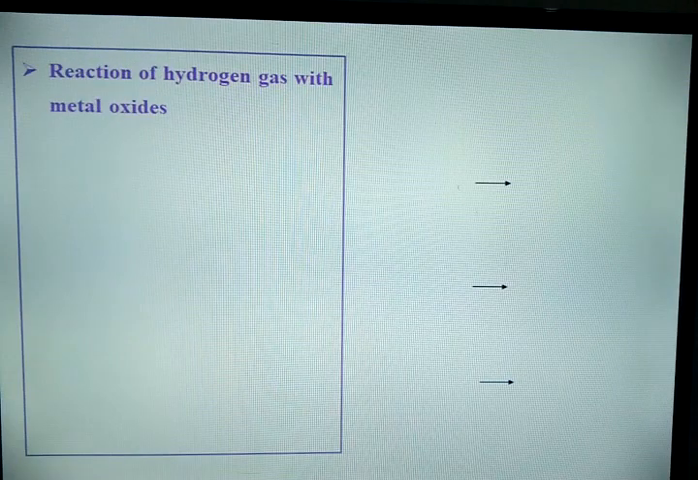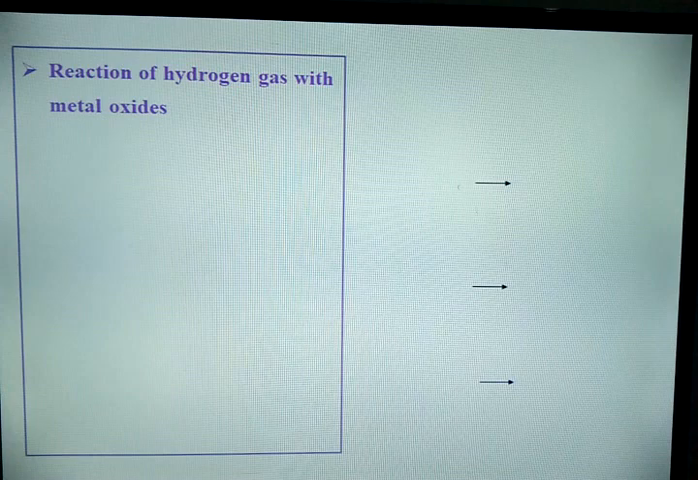We come up with how we can test, or we can discuss something concerning that. Reaction of hydrogen with metal oxides.